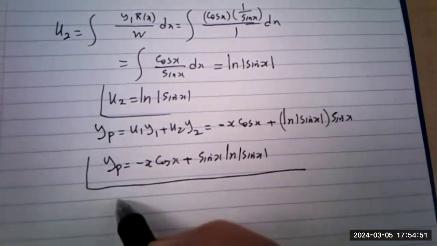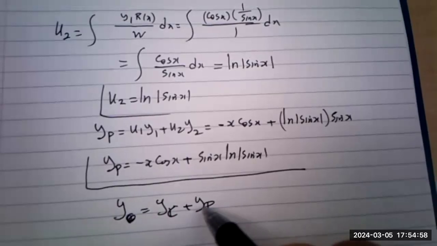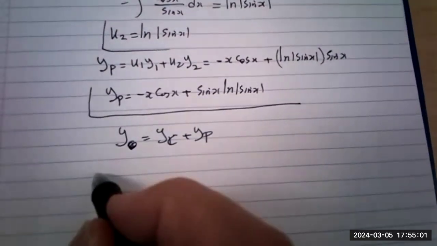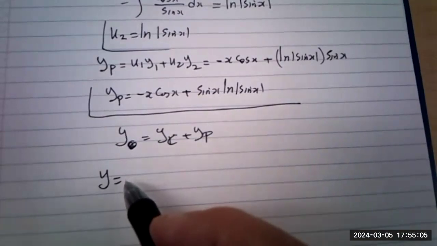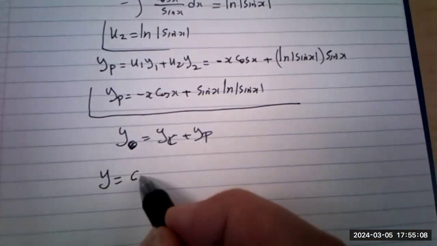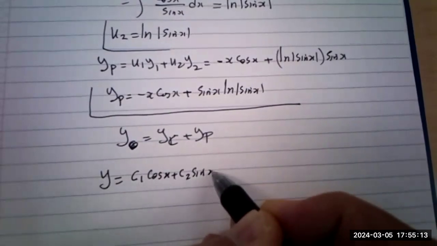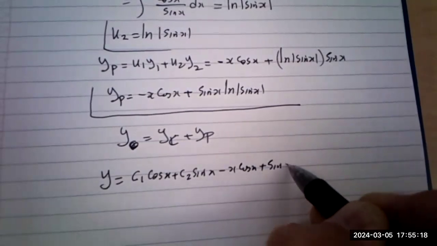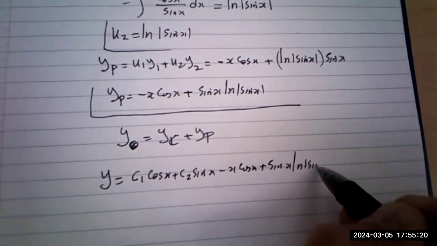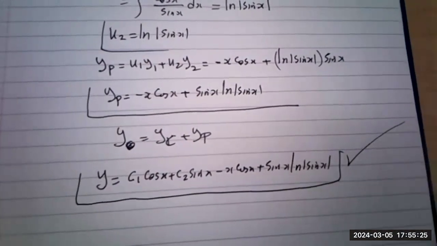That's YP. The general solution y equals yc plus yp. If you want to write it, it's up to you. If you write this, we accept it, of course. So if you want to repeat it, this is it: C1 cosine x plus C2 sine x minus x cosine x plus sine x ln of the absolute value of sine x. This is going to be the general solution of the equation.